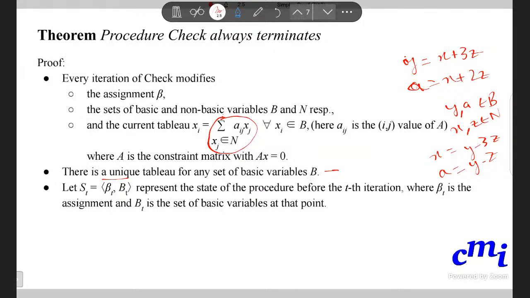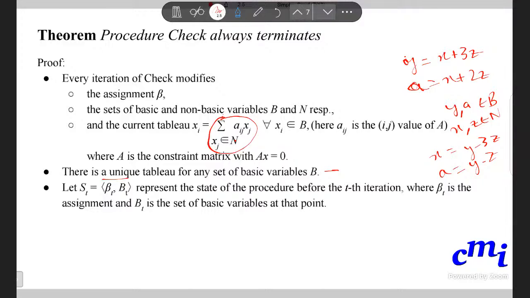By tableau we mean this set of equations, basically. For each equation, at each time step, we'll have a BT and an NT, and we'll have a separate tableau. So these aij's will change because you'll be moving things around, right?